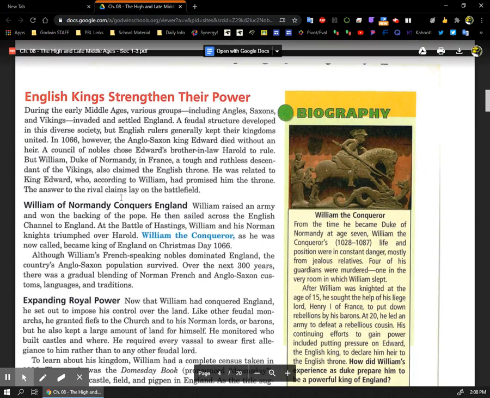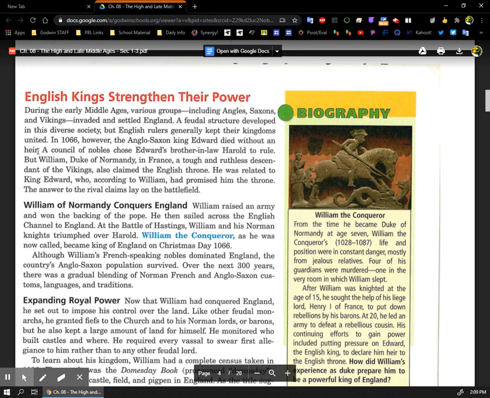English kings strengthened their power. Early in the Middle Ages, various groups, including Angles, Saxons, and Vikings, invaded and settled England. A feudal structure developed in this diverse society, but English rulers generally kept their kingdoms united.